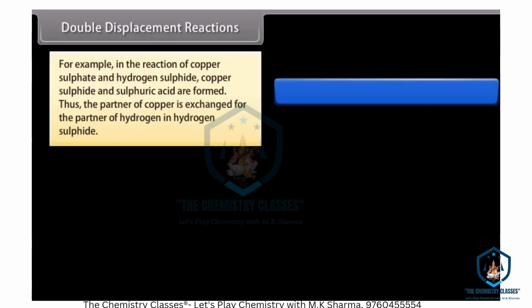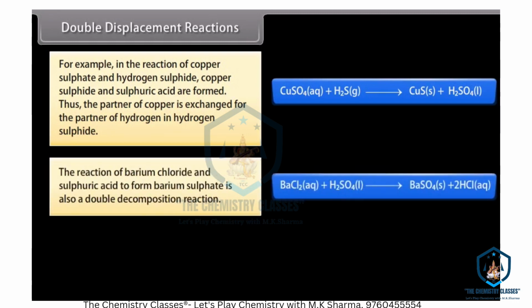For example, in the reaction of copper sulfate and hydrogen sulfide, copper sulfite and sulfuric acid are formed. Thus, the partner of copper is exchanged for the partner of hydrogen in hydrogen sulfide. The reaction of barium chloride and sulfuric acid to form barium sulfate is also a double composition reaction.